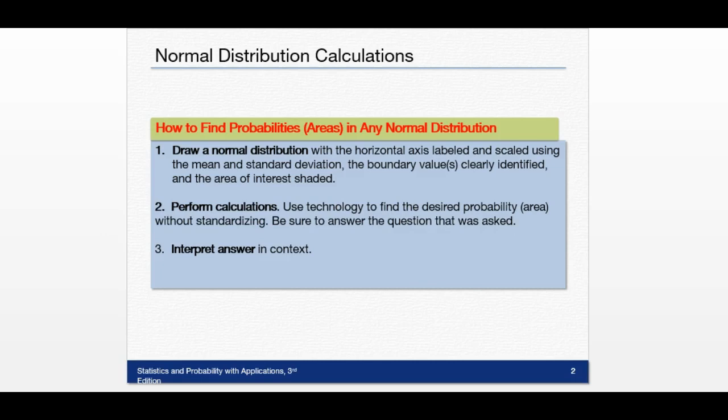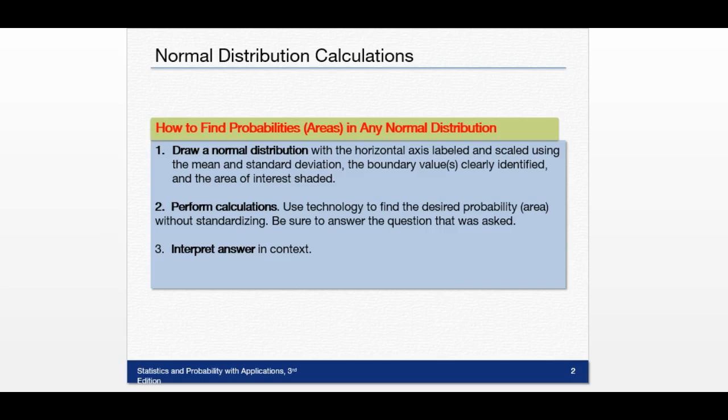All right, so you need to write these steps down. These are what I'm expecting of you anytime you do a normal probability problem, normal distribution problem. First thing is you're going to draw a normal distribution with the horizontal axis labeled and scaled using the mean and standard deviation, the boundary values clearly identified, and the area of interest shaded.